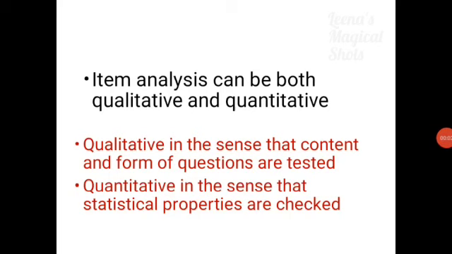Item analysis can be both qualitative and quantitative. Items can be analyzed qualitatively in terms of their content and form, and quantitatively in terms of their statistical properties.